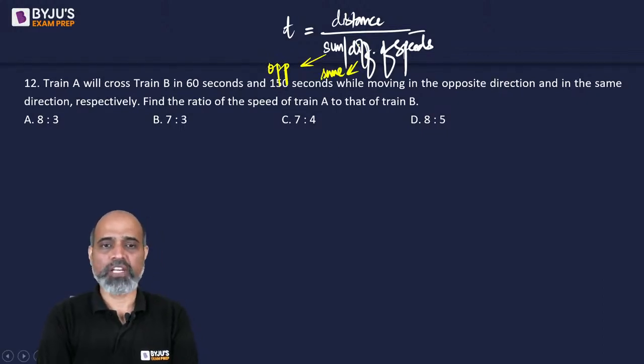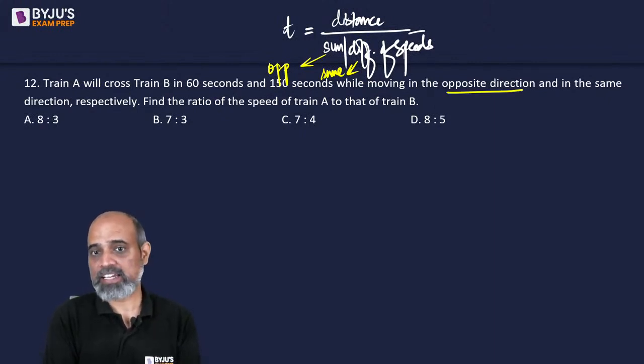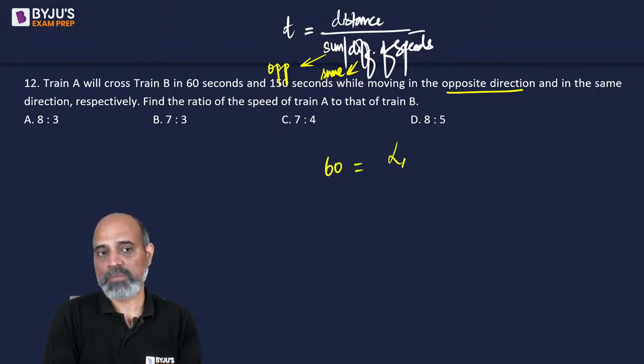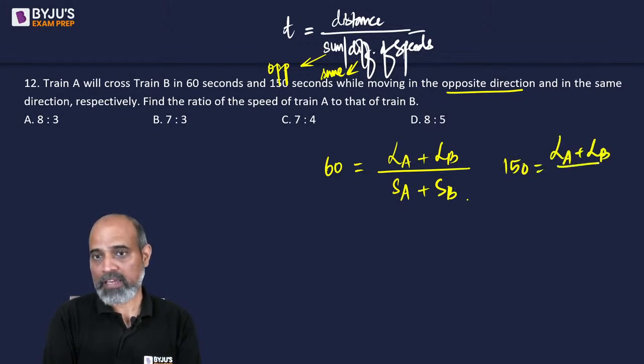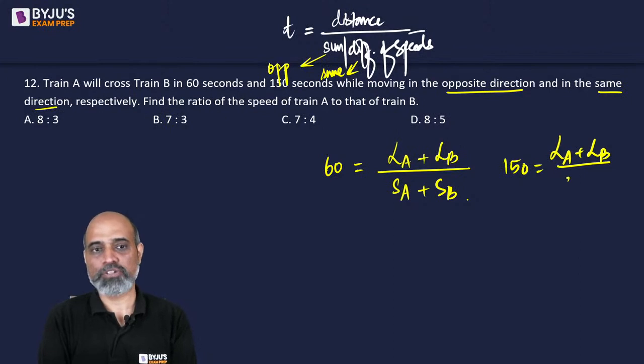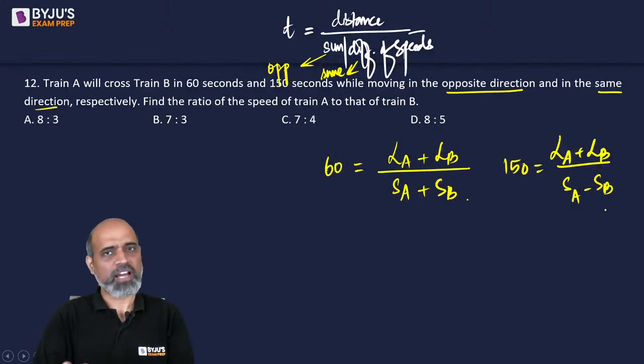Yeah. So let's use this. So if you're talking about train A and train B, they will cross in 60 seconds when they are moving in the opposite direction. So 60 seconds, distance will be length of train A plus length of train B divided by, opposite direction में it will become, speed of A plus speed of B. 150 seconds, length of train A plus length of train B, and they are moving in the same direction, so that is going to be speed of train A minus speed of train B, or speed of B minus speed of A. मेरे को नहीं पता, I don't care. ठीक है? So we need to solve these two. तो अब क्या करने वाले हम?